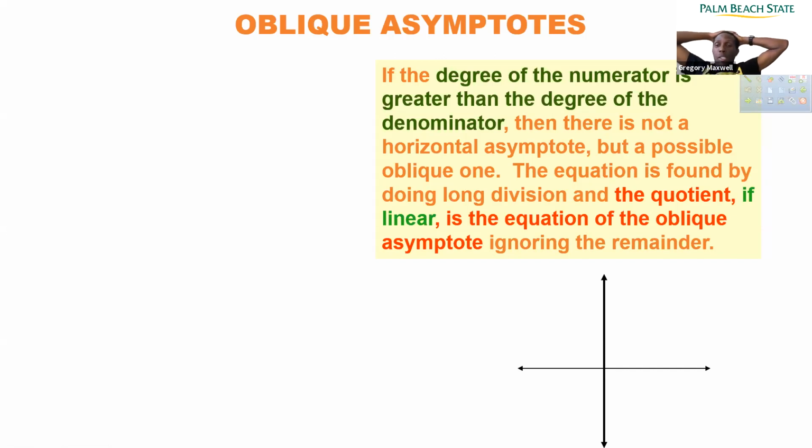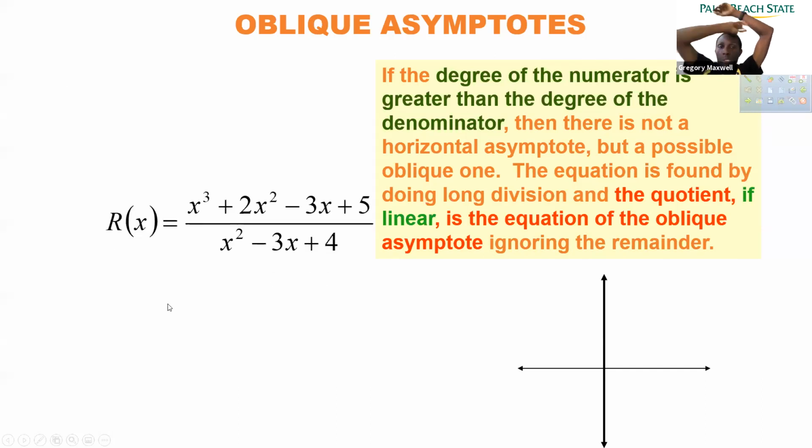In that case, you could possibly get an oblique asymptote. If you get a horizontal asymptote, there is no oblique asymptote. You only get an oblique asymptote if there is no horizontal asymptote. So if I ask you for asymptotes and there's an oblique and there's a horizontal asymptote, then there will not be an oblique asymptote. All right?